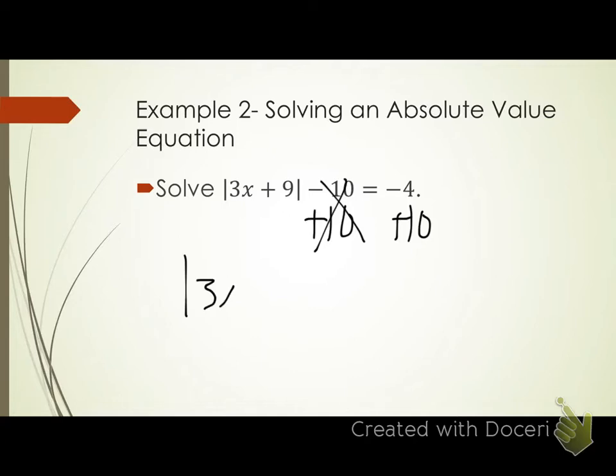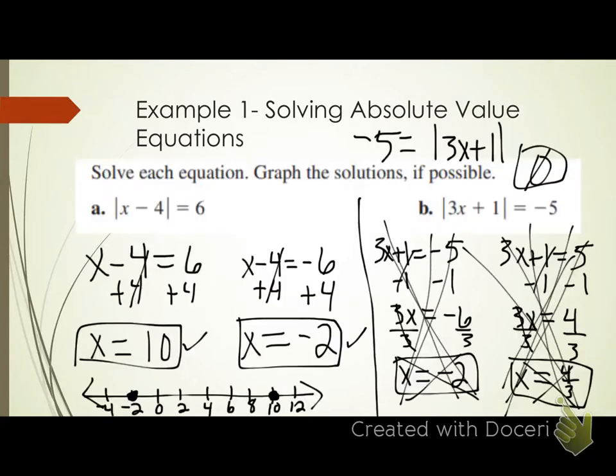So I get the absolute value of 3x plus 9 equals, what's negative 4 plus 10? Negative 14. That'd be 6. Okay? Now, is my absolute value by itself? Yes, there's nothing being added to it on the outside, nothing being subtracted from it on the outside, nothing being multiplied by it or divided by it, correct? So now, I can look at my C value. What is my C value? 6. Is that greater than or equal to 0 or less than 0? Greater than or equal to 0.